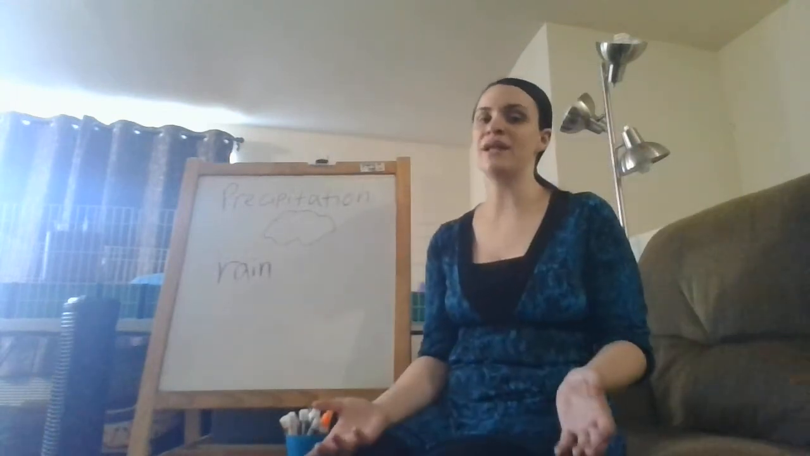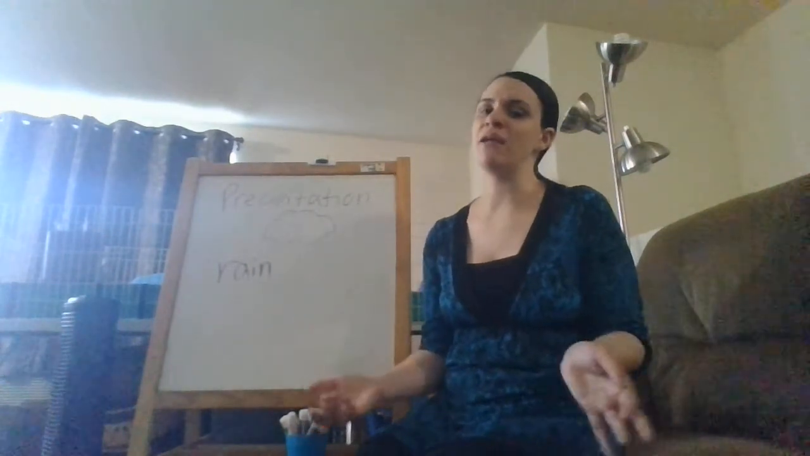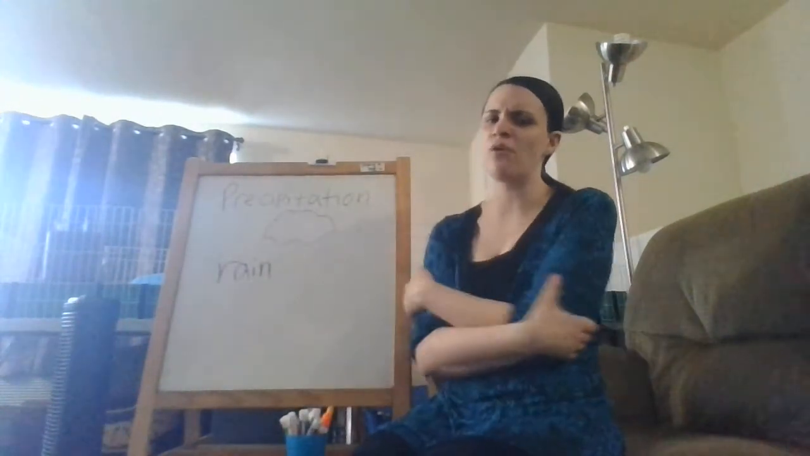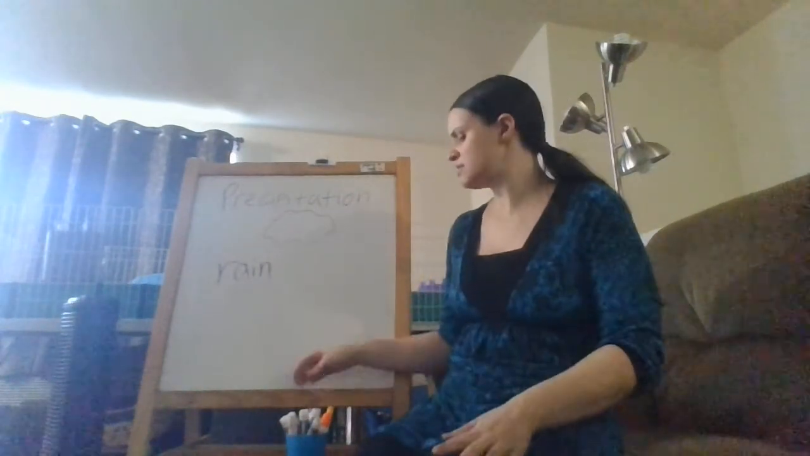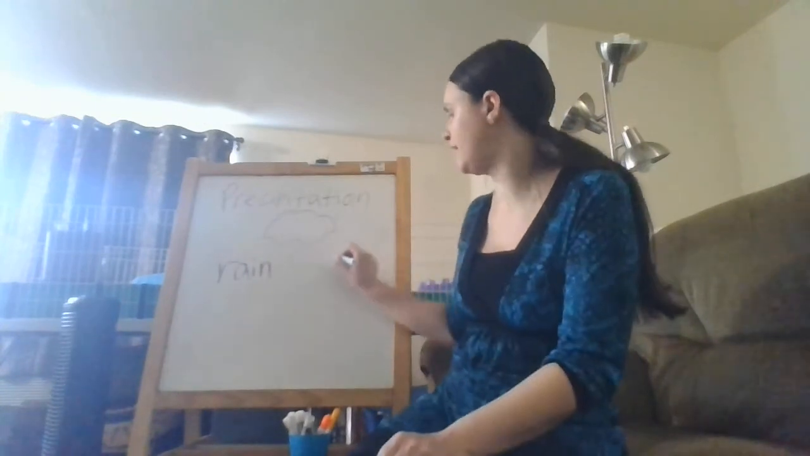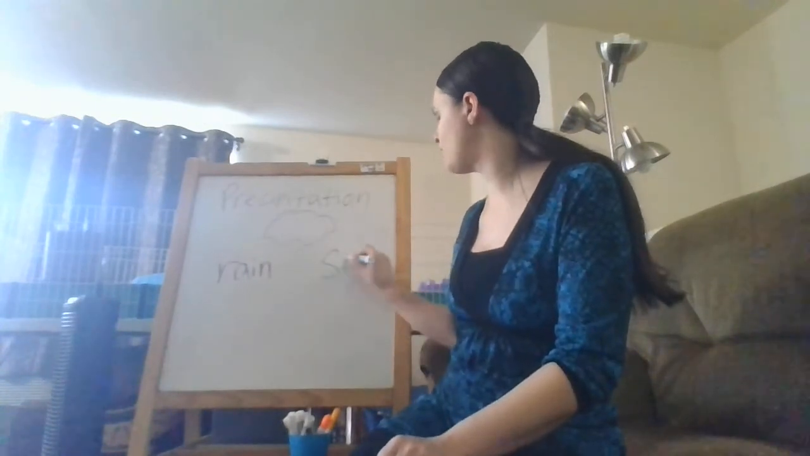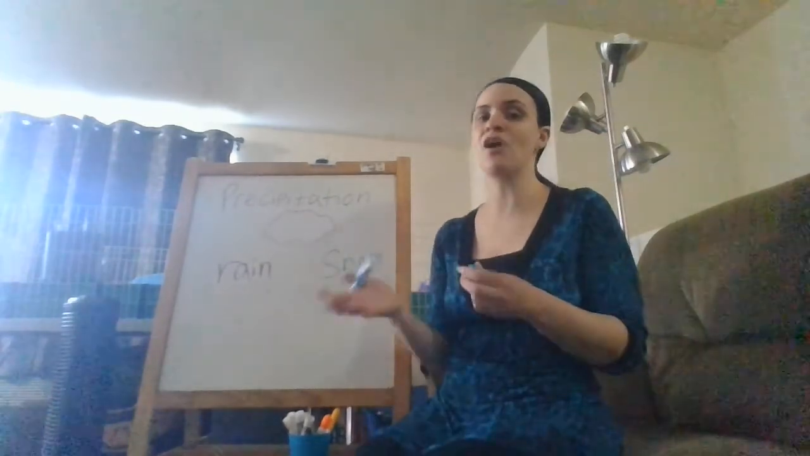Now, during the winter, which is technically our season right now, well, just today, in the winter, is it hot or is it cold, friends? It's cold, right? It's very cold. So in the winter, we get a different type of precipitation when it's cold. Instead of rain, we get what? What type of precipitation do we get? Good, we get snow, right?